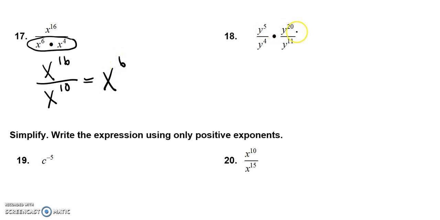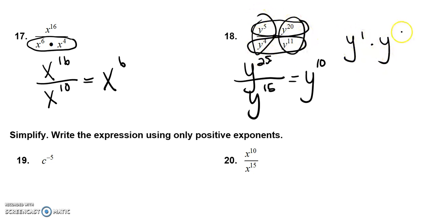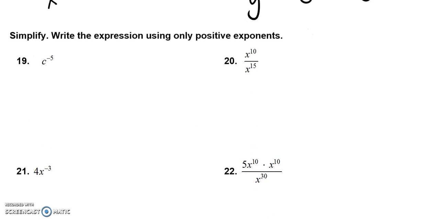Number 18, you can either work across or work down. I'll do it both ways. Y to the 5th times y to the 20th is y to the 25th, because you add. Y to the 4th times y to the 11th is y to the 15th. Subtract 25 minus 15, and it's y to the 10th. If you worked down, this is y to the 1st times y to the 9th. 9 plus 1 is also y to the 10th. Either way you do it, you should get the same answer.